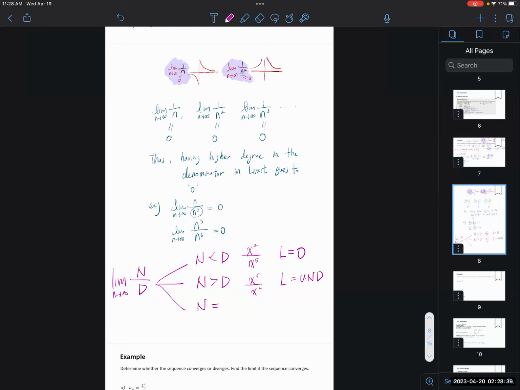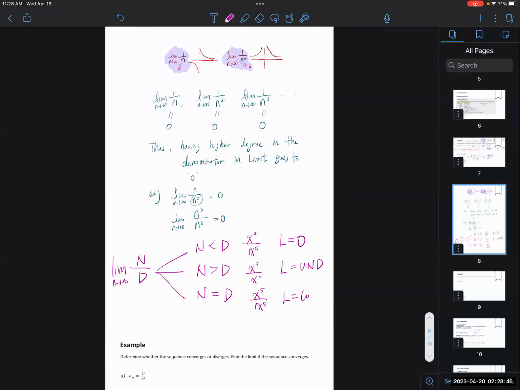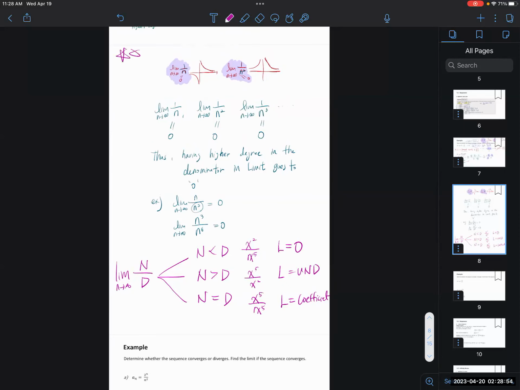What if we have equal degrees, like x to the 5th over x to the 5th? You're going to read the coefficient of each fraction's denominator, okay? So this is the strategy for how to take the limit with a complicated fraction. So keep in mind this information.